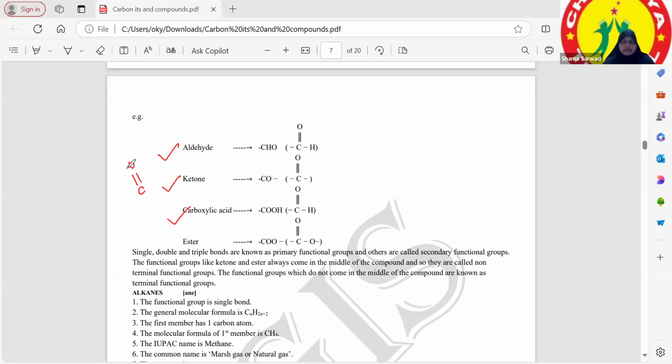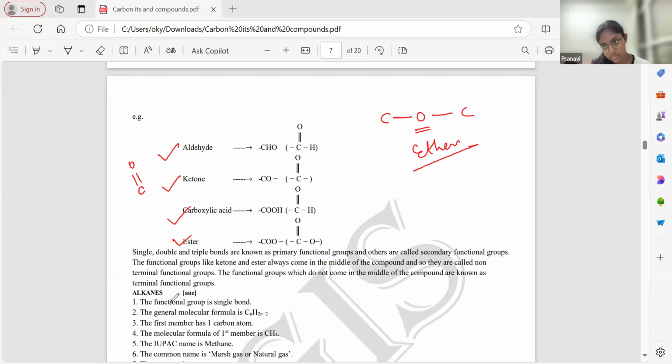Even in ester also. But if you go to the ether, it will be different: carbon with one oxygen and then the carbon. So oxygen is bonded with the carbon in a single bond. This is for ether. So these basic changes you need to keep in your mind. A lot of practice is essential.